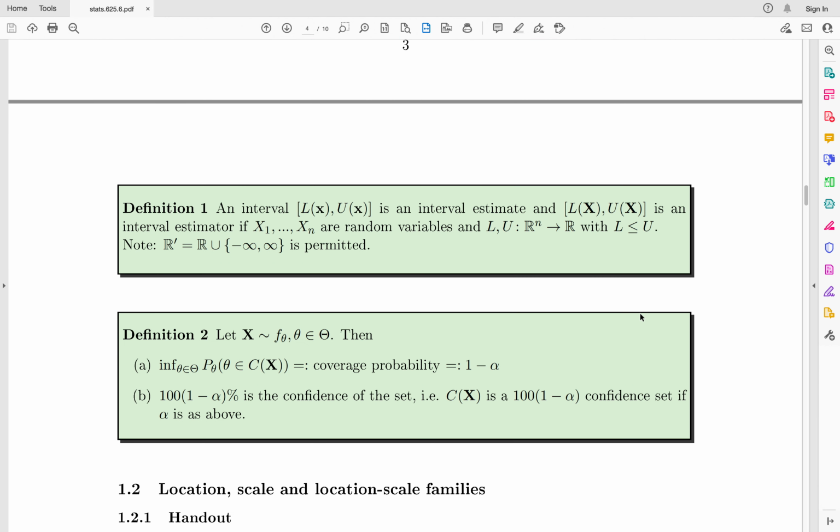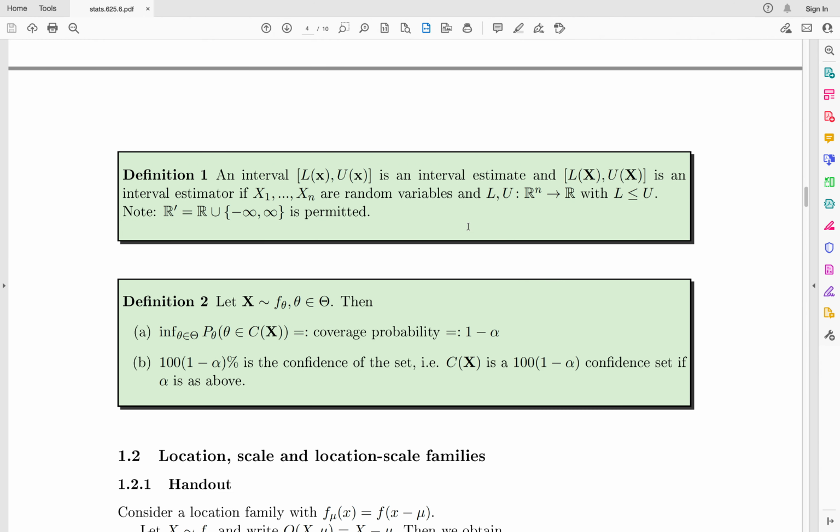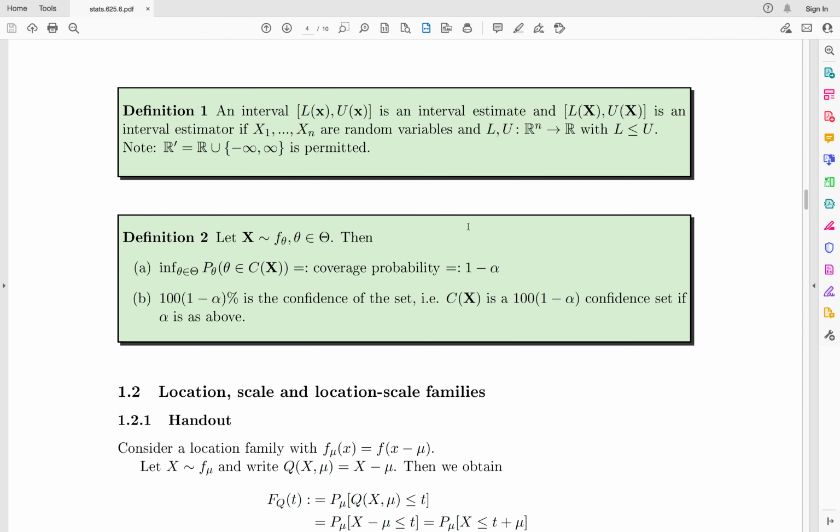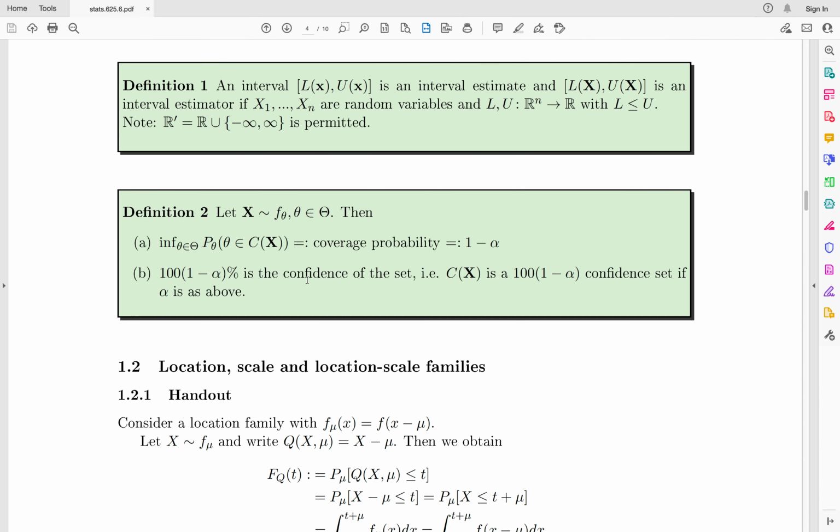And now we can talk about confidence intervals and interval estimators as the obvious things. And we can also talk about the confidence of the set. That should be C of lowercase x, and the coverage probability is the corresponding actual probability. So if we have a certain coverage probability, we call this the confidence of the set, and that's supposed to be a lowercase x.